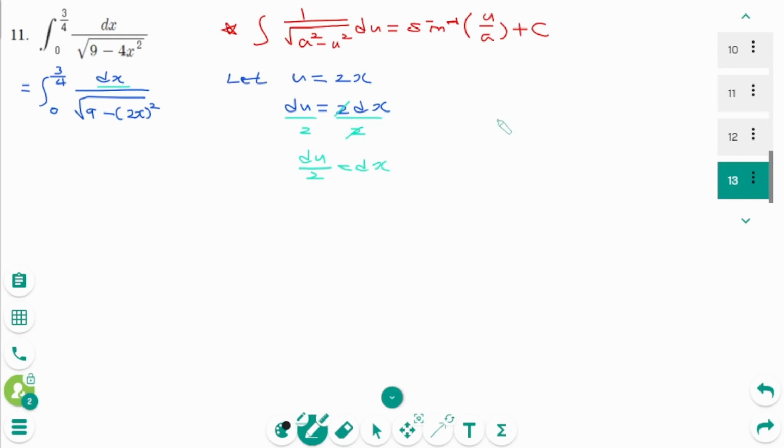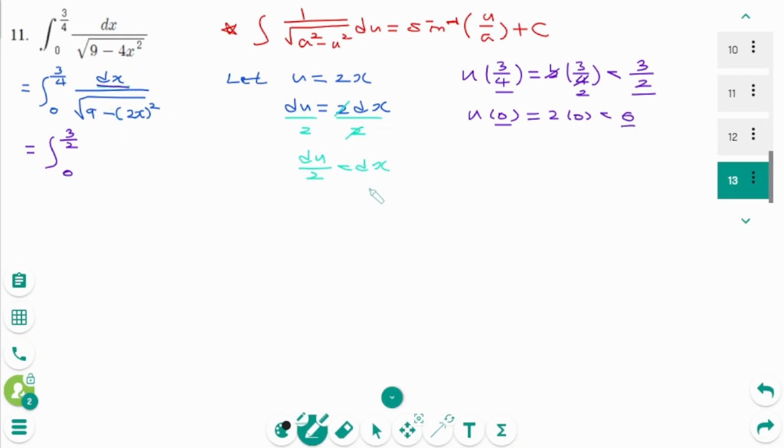Let's change the upper limit. When x equals 3 over 4, then u of 3 over 4 equals 2 times 3 over 4, which is 3 over 2. So the new upper limit is 3 over 2. When x equals 0, u of 0 equals 2 times 0 equals 0. Now change all x into u. The integral upper limit 3 over 4 is now 3 over 2, and 0 is 0.